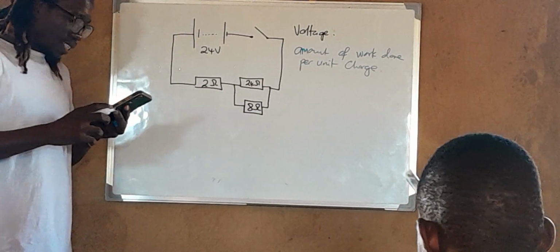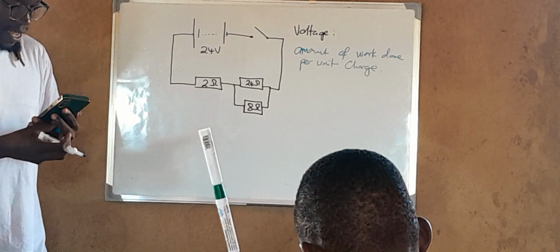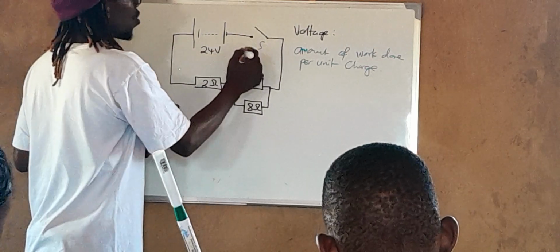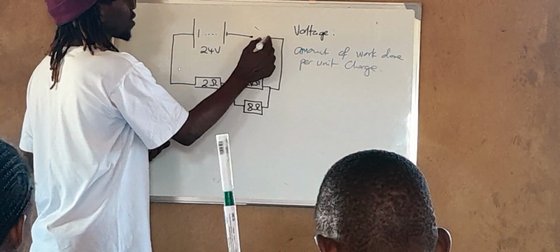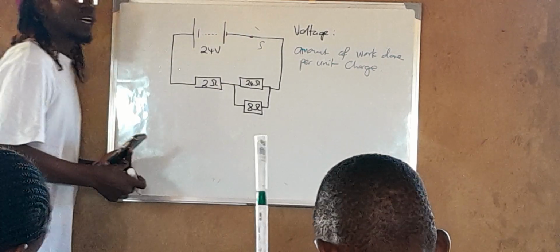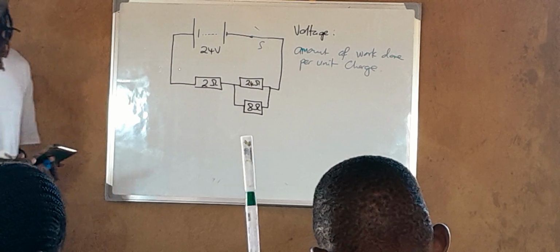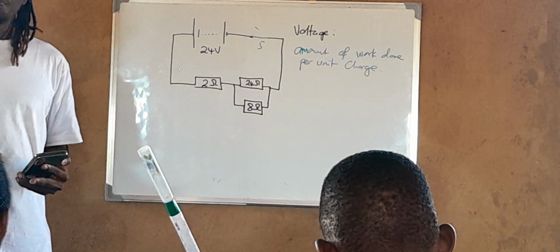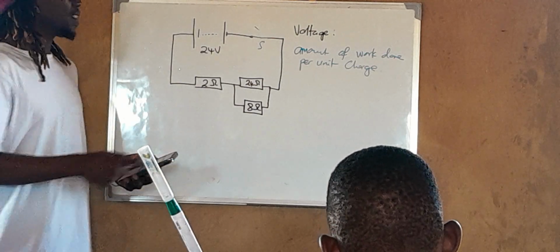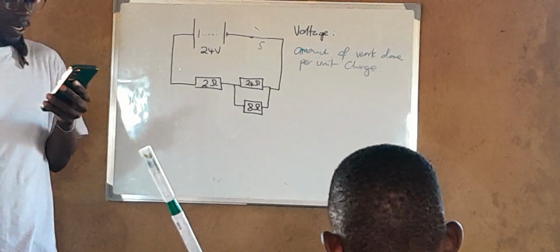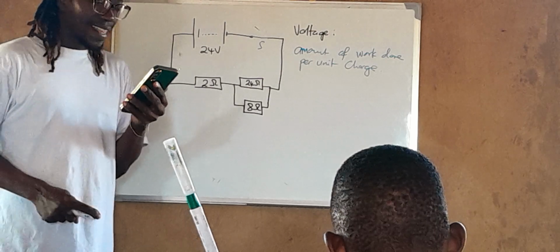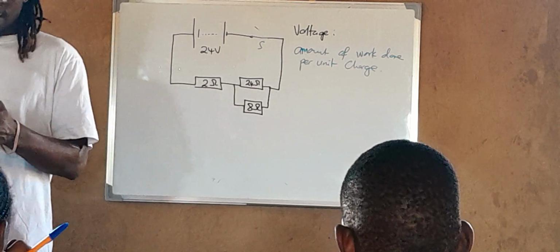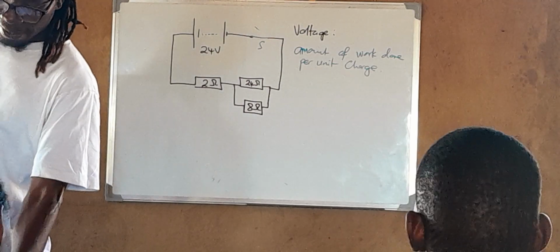So the second question says switch S is now closed, right? So now the switch is open, right? And when it is closed, it is like this, right? So when the switch is closed, what happens? It means that the circuit is now complete, right? So it means that the current is passing through, right? And then calculate the total resistance in the circuit. The total resistance in the circuit, right?